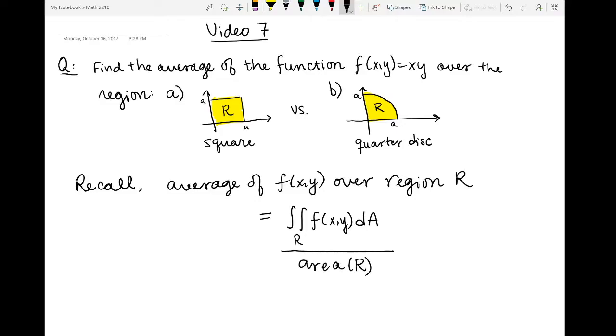Alright, so what we need to do to compute the average of the function over this square is integrate over this region the function f that they gave us, and then divide by the area of the region. So let's work on the square first. There's two things we need to calculate. Let's do the easy one first. We know that the area of the region R in this case is just a times a, right? The area of a square is the product of its side lengths, so that will be a squared.